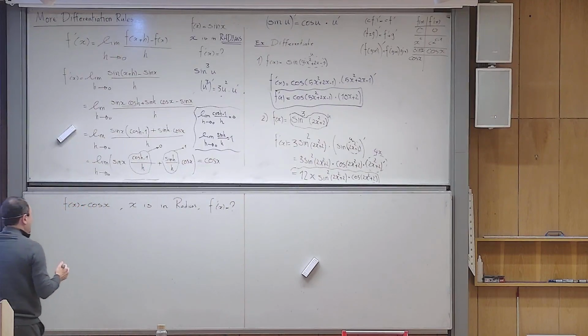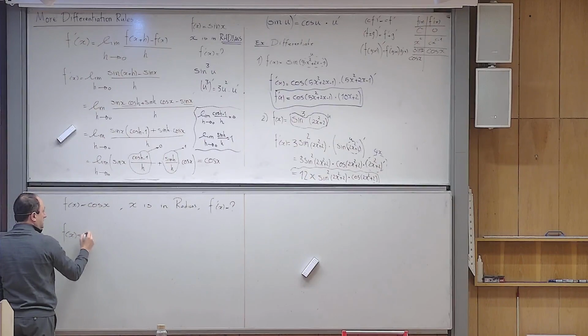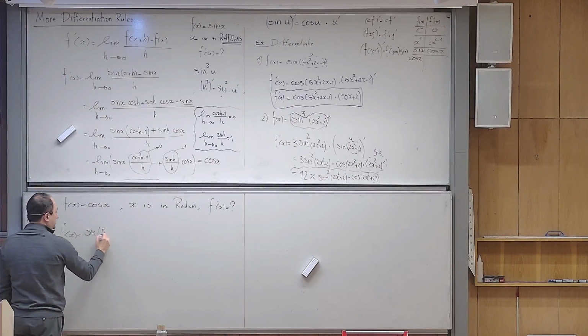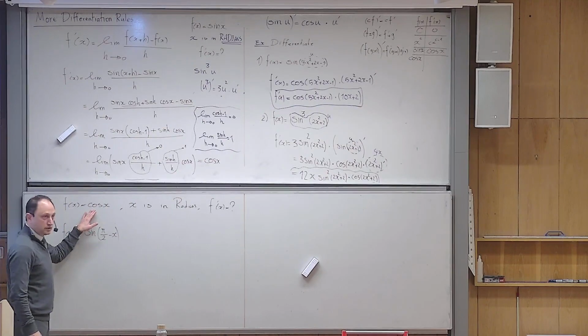Okay, so let me tell you something, and then you might understand. Do you agree with me that I can write cosine x as sine of pi over 2 minus x? Do you agree with this one? So first of all, tell me, do you agree that this function and this function are the same?